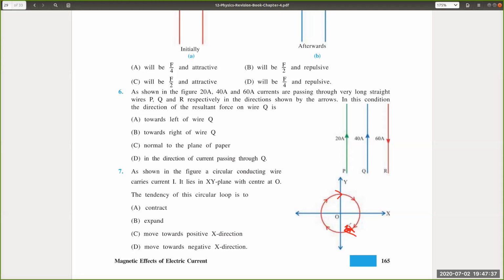Expand, I think. It's either expand or contract. It's one of them. Okay, you can think of it like this. If there are two parallel wires carrying current in the same direction, will they attract or repel? They'll attract. And what if they are opposite? They repel. So it'll expand. ये देखो ये opposite है ना? Yeah, it'll expand. Okay, fine.